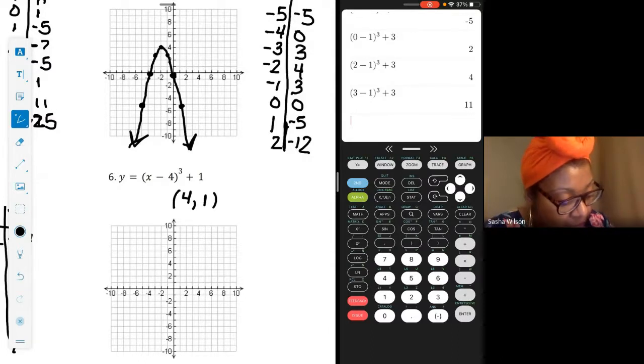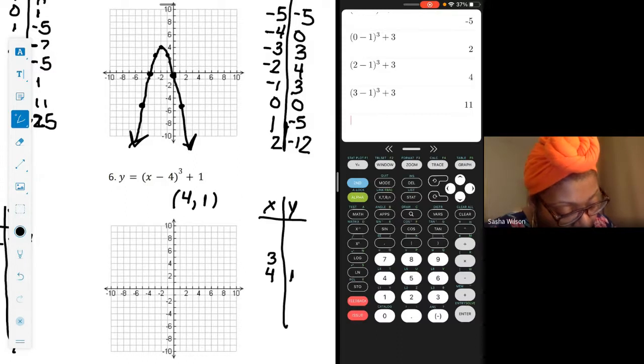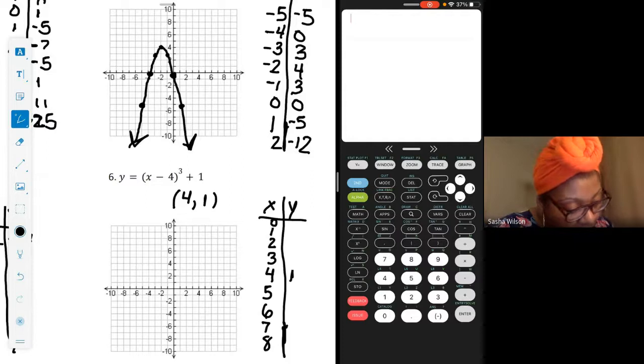Still using HK, I'm going to make my table of values. 4, 1 is going to be in the middle. I'm going to pick some numbers that are smaller, some numbers that are bigger, and we're just going to see what happens. So if I do 0 minus 4 cubed and then plus 1, I get negative 63. Huge numbers. But I'm going to plug it in to make sure I don't miss anything.